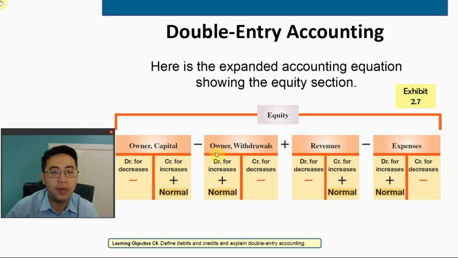And if you withdraw money from the equity, that makes your equity decrease, so it will be a debit. And if you spend more money to buy things, if you have more expenses, that's going to make your equity reduce, and this would be a debit. So when expenses and withdrawals increase, those would be recorded as debits and should have a negative impact on equity.